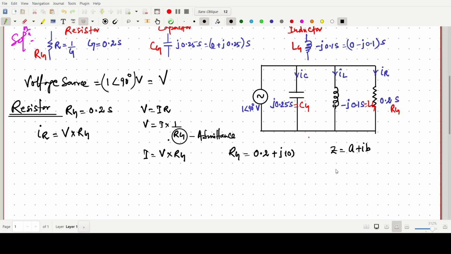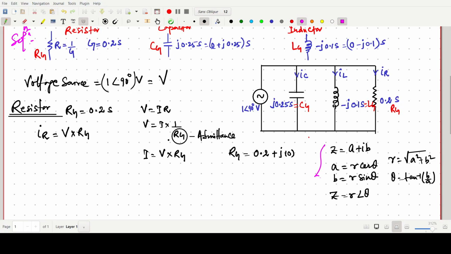If we have to write into the corresponding polar form, A can be written as r cos theta and B can be written as r sin theta. So the Z value will be r with angle theta. Is it okay? This one is our corresponding, where r equals the square root of a square plus b square and theta equals tan inverse b by a. This one is our theory.